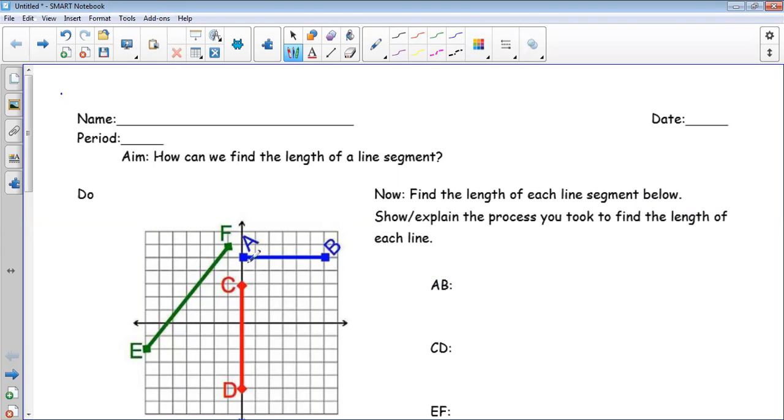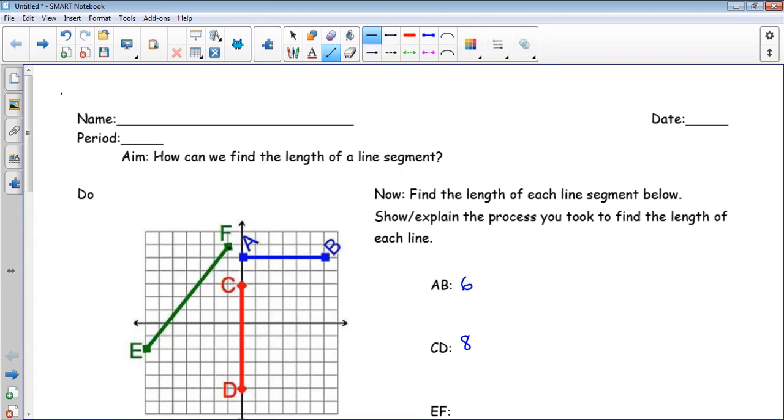Well, for AB: 1, 2, 3, 4, 5, 6. AB is 6. When it's horizontal, you can just count the number of full boxes. Here, CD: 1, 2, 3, 4, 5, 6, 7, 8. CD is 8. EF is different because you can't count diagonally through boxes.